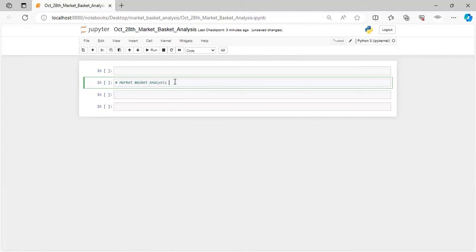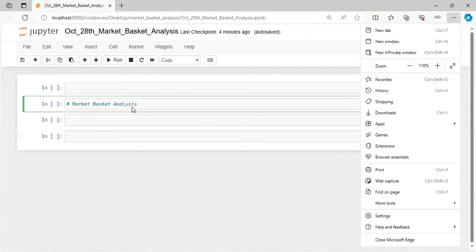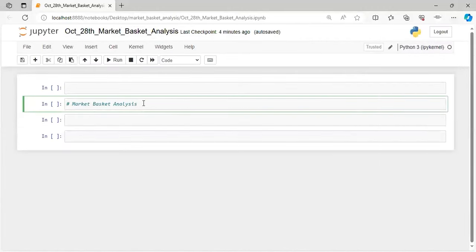So can anyone give me a few examples of combo products related to food items, related to electronics, related to anything? Sir, bread, butter, and milk. Yeah, bread, butter, these three are really related. Bread and butter is naturally a nice combination.